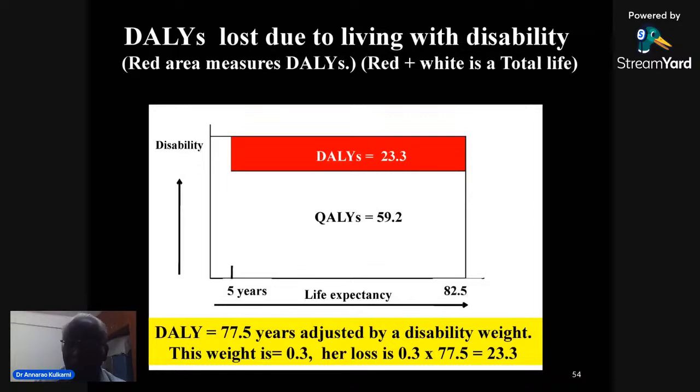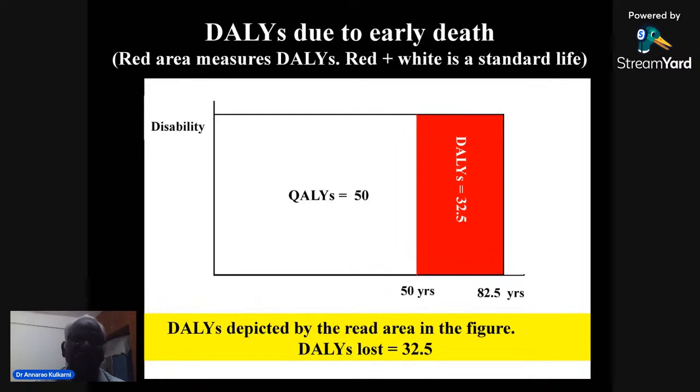This is for disability. Now, if there is mortality, the same person, born in the same country with 82.5 years of life expectancy, dies at the age of 50 years instead of 82.5 years, and for 50 years he is in perfect health. So what he has lost is 32.5 years because of premature death. So DALYs here is 32.5 and QALYs here is 50 years.